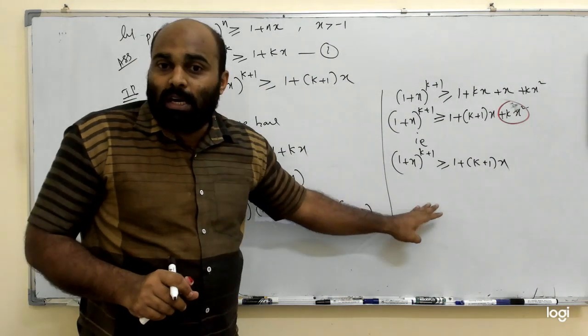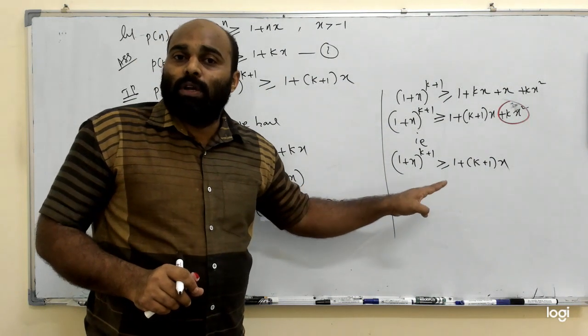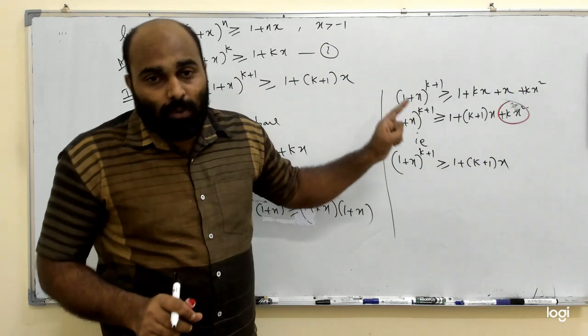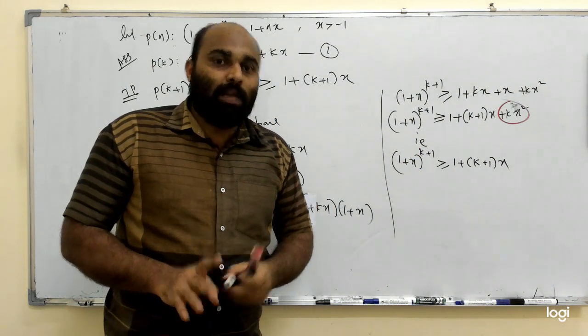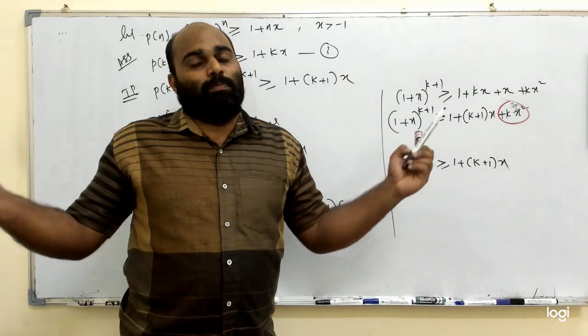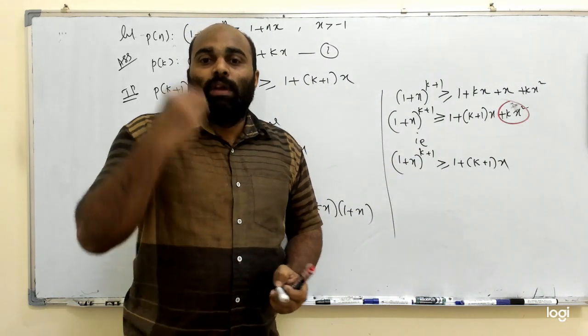So what will be the conclusion? Thus P of k plus 1 is true whenever P of k is true. Therefore by PMI, P of n is true for all natural numbers n. That we already wrote in each and every question, so you can write it. Now the next question is coming.